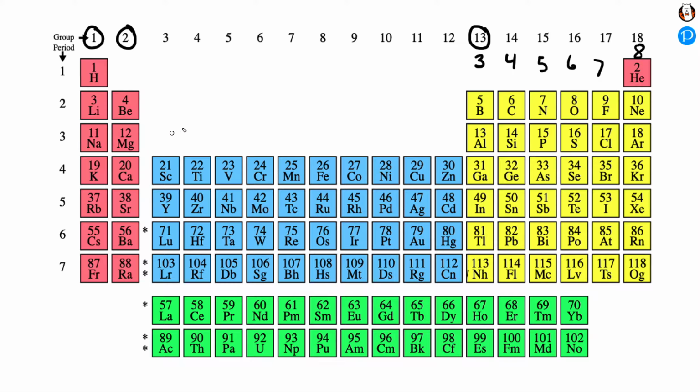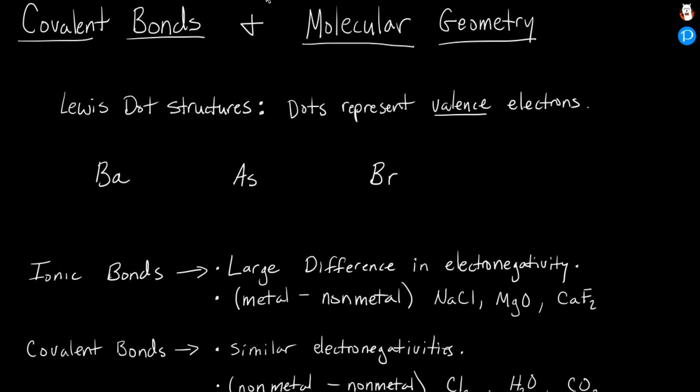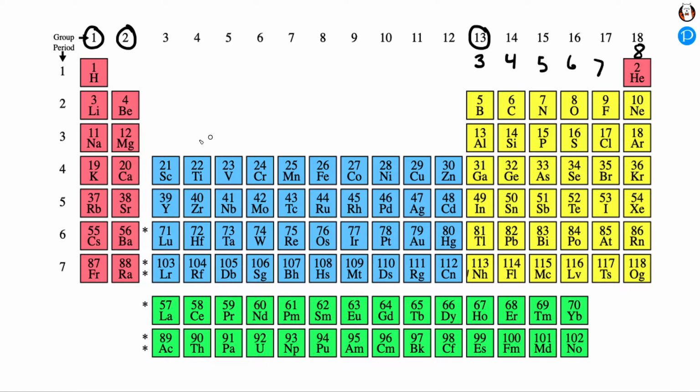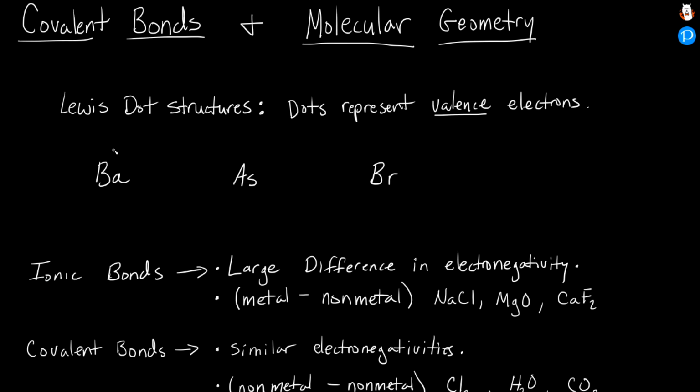These transition metals in here, they've got some different rules because those d orbitals kind of act as valence electrons as well. So right now we're just going to worry about these two columns here and these columns over here in the p block for looking at these valence electrons. If I have to draw a Lewis dot structure for barium, for example, well, barium is right here. It's in group 2, which means it's got two valence electrons. So it would have one, two dots around it to show it's got two valence electrons.